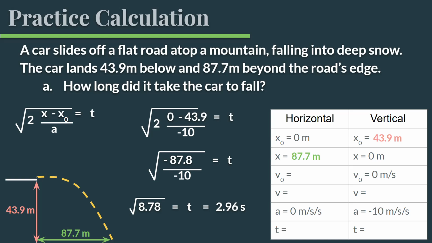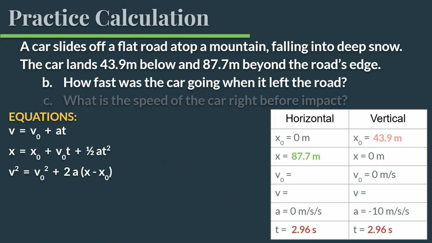Now, even though I used vertical data for this, the time isn't vertical. Time doesn't have a direction. So we're just going to put the time in on both sides of the table. Time is the only factor that can go in on both sides of the table like that, because it's just time. There's no vertical and horizontal time. So you'll notice I've added it to my table because I might need it for my next calculation, and not might, I will. And so I have 2.96 seconds. All right, so we've answered how long it takes the car to fall.